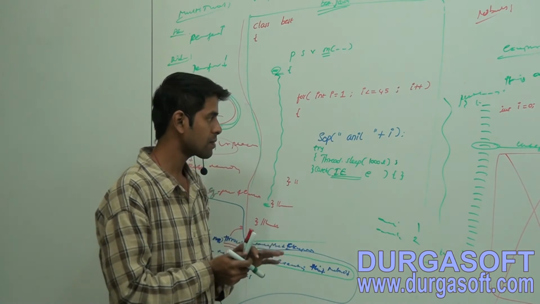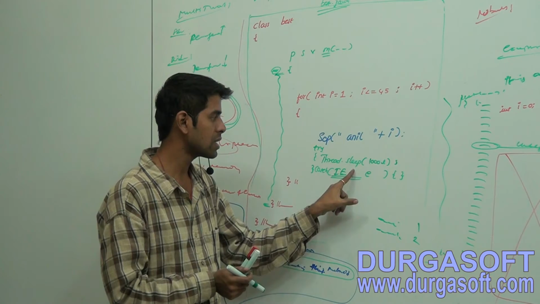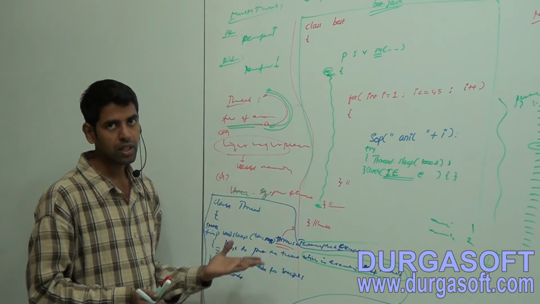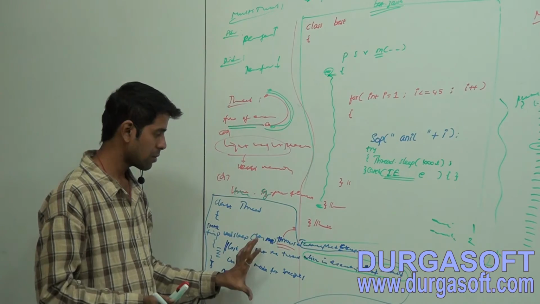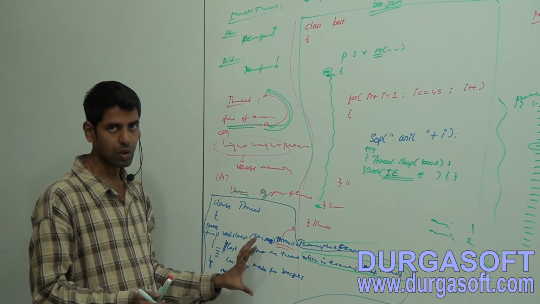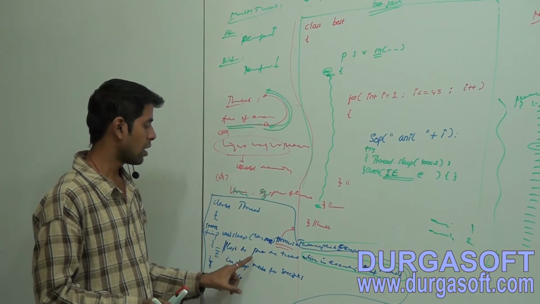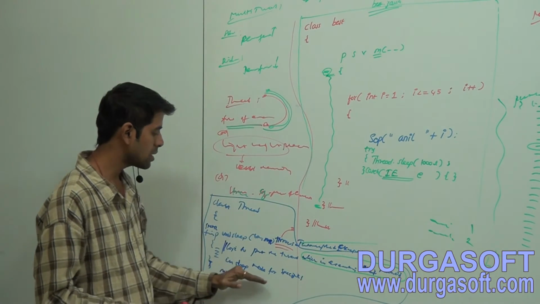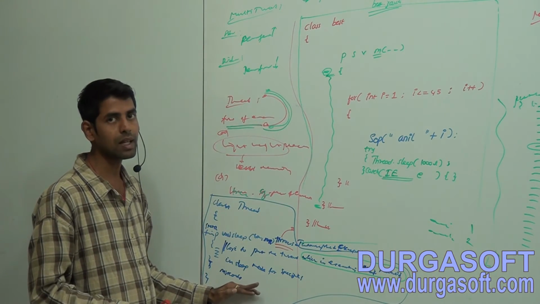Observe here, this thread is executing the sleep method. What is the sleep method's logic? Now only the sleep method logic executes. When you call this method, the sleep method logic will execute. Observe here, the logic puts the thread which is executing this method into sleep mode for the specified milliseconds.